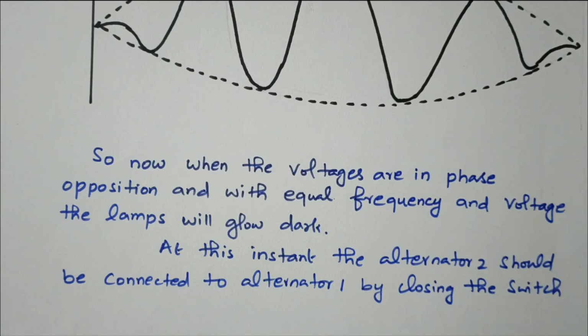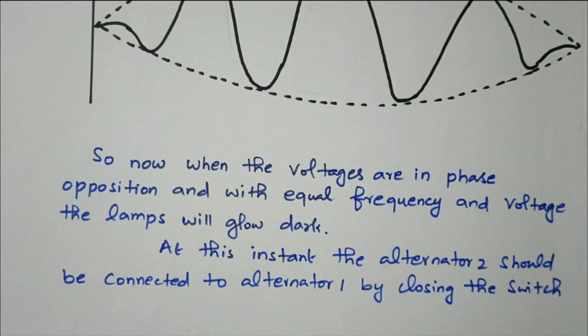First procedure: lamp not glowing means the frequency is the same but the voltage is completely opposing, no voltage, so the lamp does not glow. Different frequency means it will go bright and dark alternately. If the frequency is equal and the voltage is in phase, the lamp will glow dark. At that condition we can synchronize the second alternator with the first alternator.